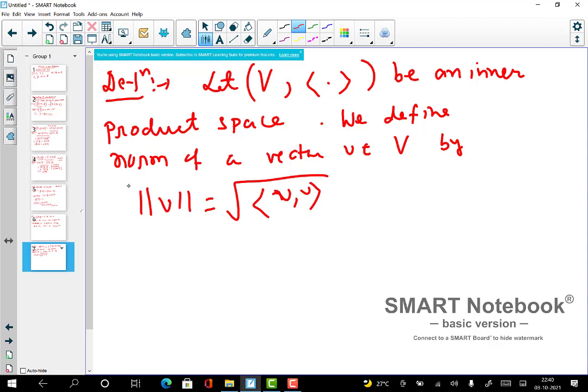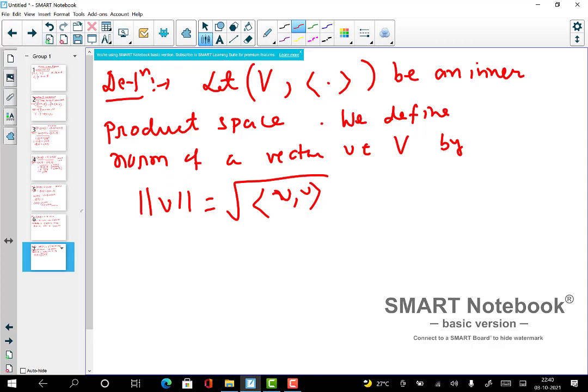So in fact, you can define the norm map with some of the properties that we are going to prove right now. But let me first define this, my norm on any inner product space.